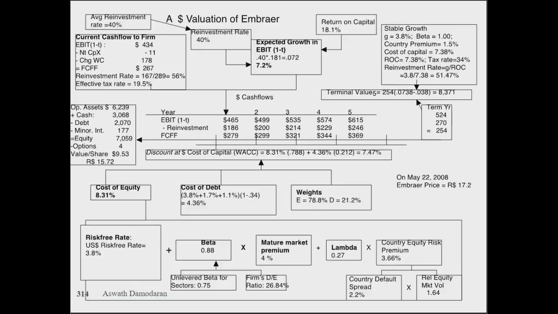So the value that I got for the company on a US dollar basis was $9.53, converted at the prevailing exchange rate on that day, I'd have got $15.72, which is actually pretty close to the actual price. The real price was 17.2. So I got within 7-8%. But this is again a case where I did my valuation in US dollars simply because I was desperate. I could not do it in nominal reais. And everything I worried about was in that equity risk premium.